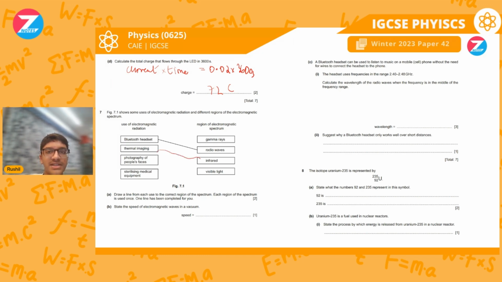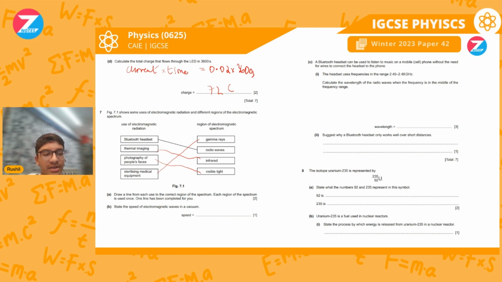Photography of people's faces, which is normal, the photos we click, we just use light that is visible to all of us, which is visible light. Sterilizing medical equipment is, of course, done by gamma rays because, well, first off, it's the only option left. Secondly, gamma rays are so highly ionizing and damaging they can kill any microbes. That's why they are used to sterilize medical equipment, and they can go through the sealed packaging. So once the equipment is packed and sealed, it can be sterilized without having to open it up and risk contamination.